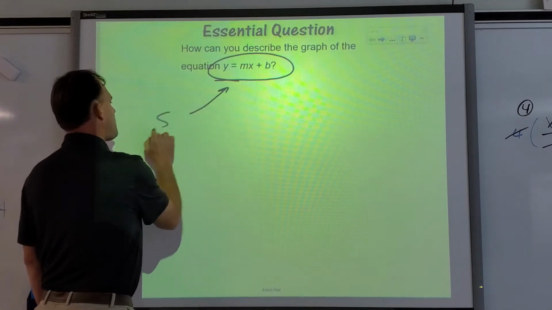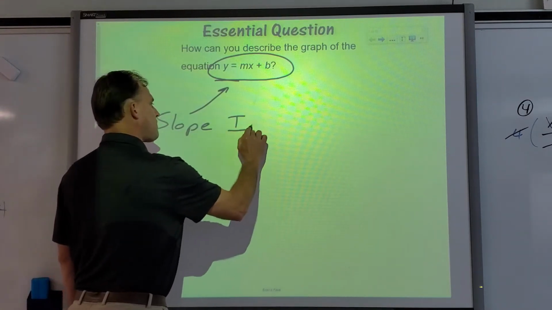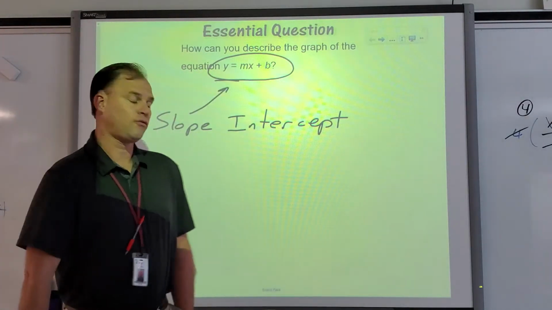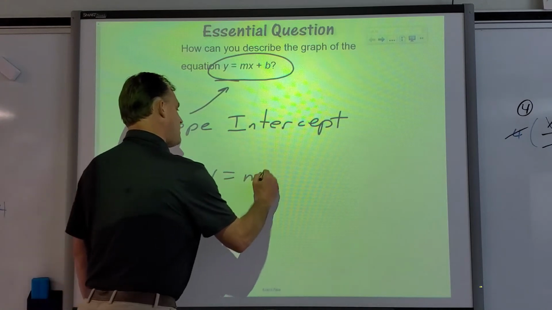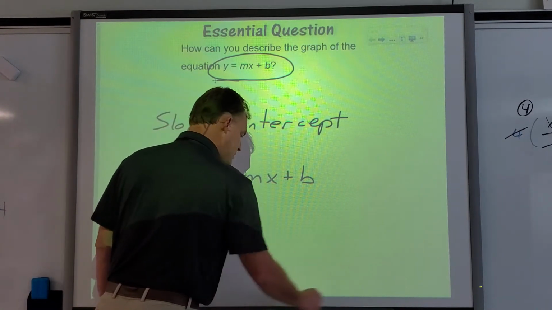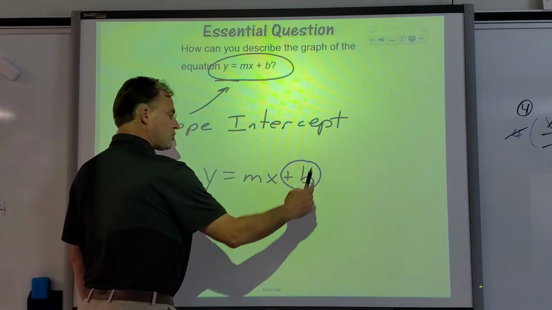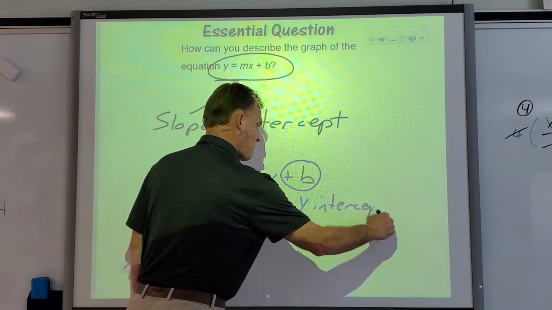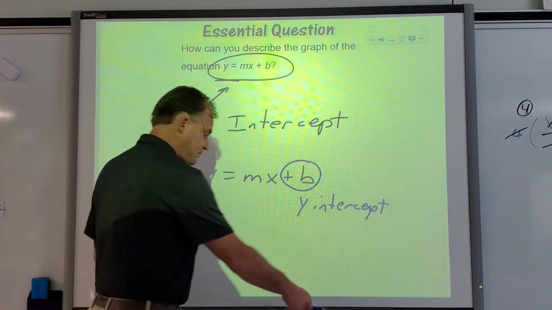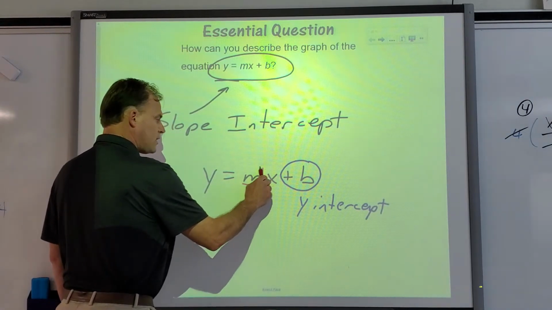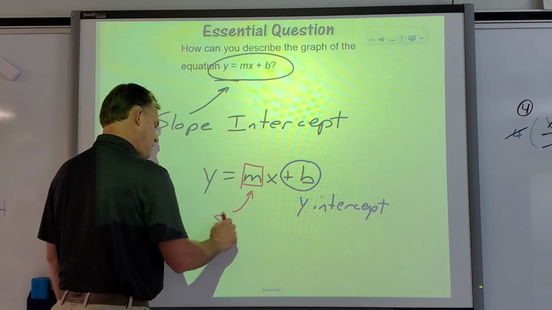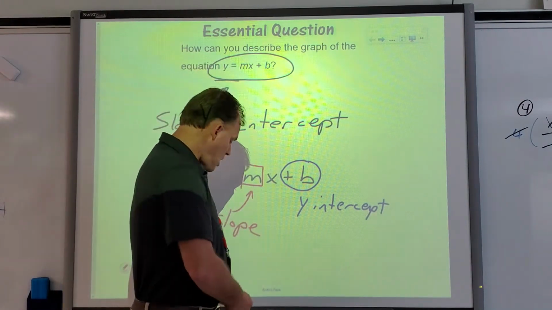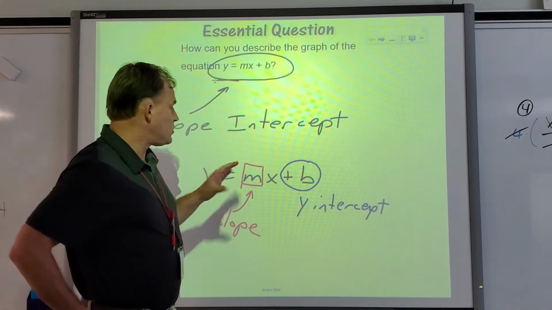This is called slope-intercept form. When you write something in this format, whatever number is here is automatically the y-intercept. And the number in front of x is the slope of the line. All right, we'll talk a little bit more about what slope means, but you need to know that.